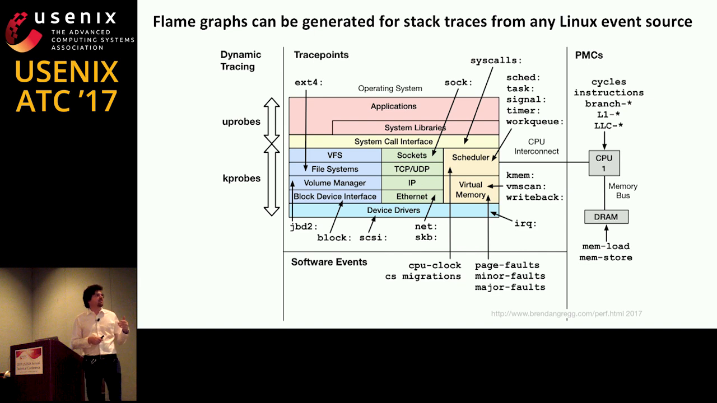I could pull out stack traces for page faults. I could pull out stack traces for block I/O. I could pull out stack traces for PMCs. I could say every 10,000 cache misses, give me a stack trace. So I can take those collections of stack traces and do a disk I/O flame graph, or a network flame graph, or a CPU stall cycle flame graph.